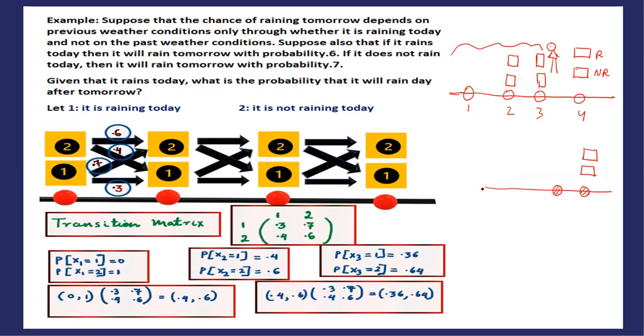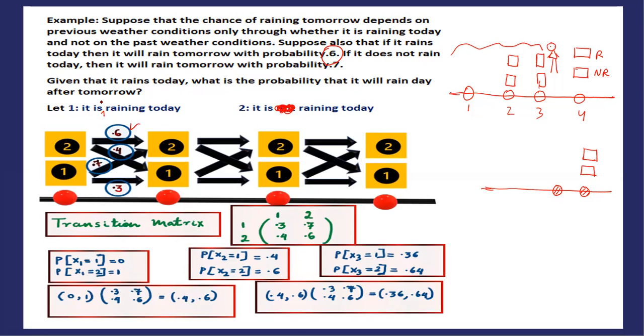I'll give you the formal definition in the next class. Try to understand how to use it in problems. Suppose that the chance of raining tomorrow depends on previous weather conditions only through whether it's raining today or not, and not on the past weather conditions. Suppose also that if it rains today, then it will rain tomorrow with probability 0.6. Raining to raining, 0.6.